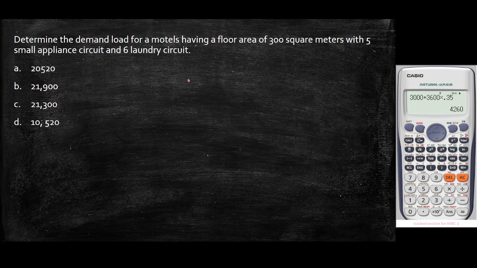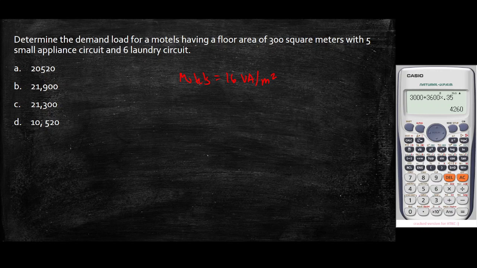Okay, so for motels, this is 6,000 volt ampere per square meter. Okay. So 3 minutes. Natin if yung mga sagot nyo dito. Okay, so let's answer this one.